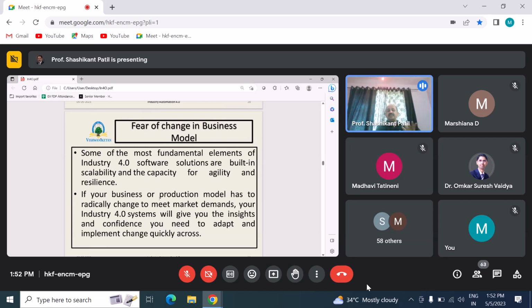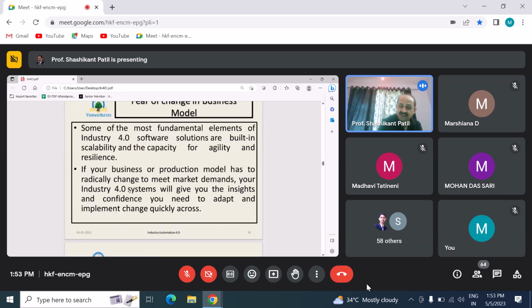Some of the most fundamental elements of Industry 4.0 are software solutions which are built in, having scalability and capacity for agility and resilience. They can be adaptable. But if your business or production model has to radically change to meet market demands, supply and demand, customer changing patterns, customer buying habits, your Industry 4.0 system will give you insights and confidence. You need to adapt and implement change quickly across. So you don't have to fear a change in business model. There are some software and systems that are adaptable, flexible, and scalable, and you can easily change your business model as and when required.